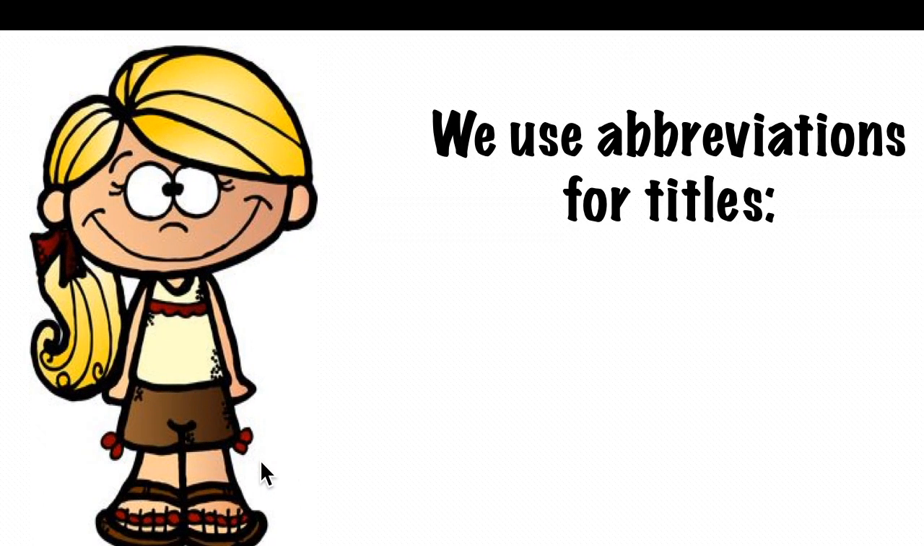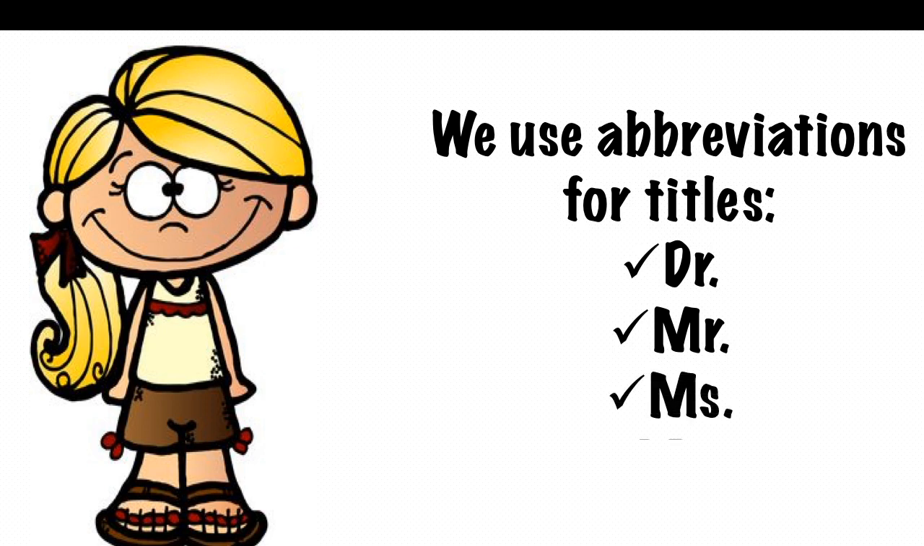Let's have a look. What do we use the abbreviations for? First of all, we use them for titles. These are very common for titles. DR period stands for Doctor. MR period stands for Mr. MS period stands for Miss. MRS with a period stands for Mrs. Doctor, Mr., Miss, and Mrs.